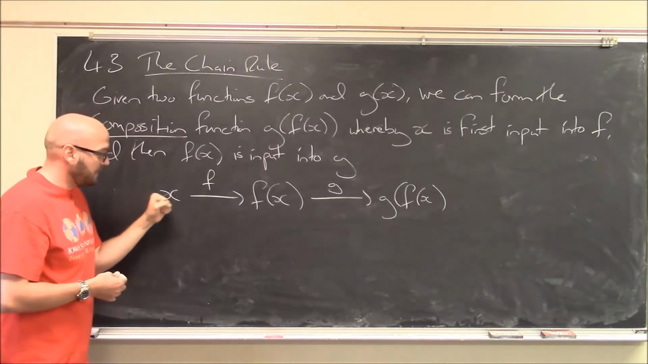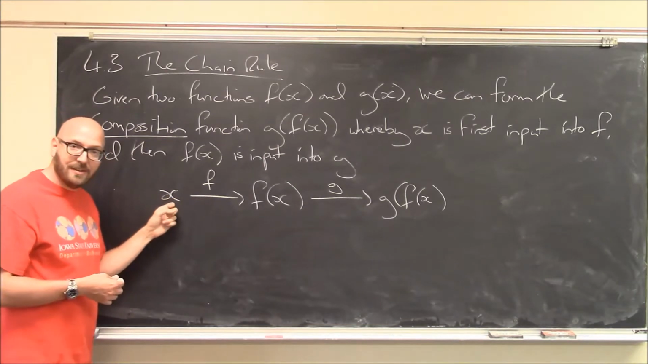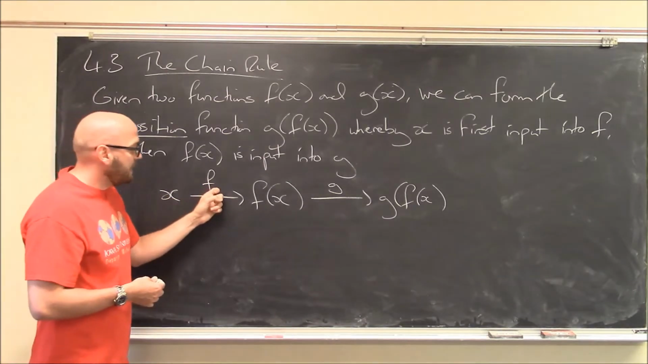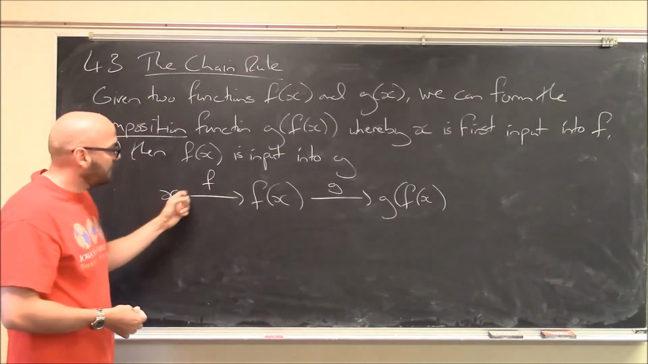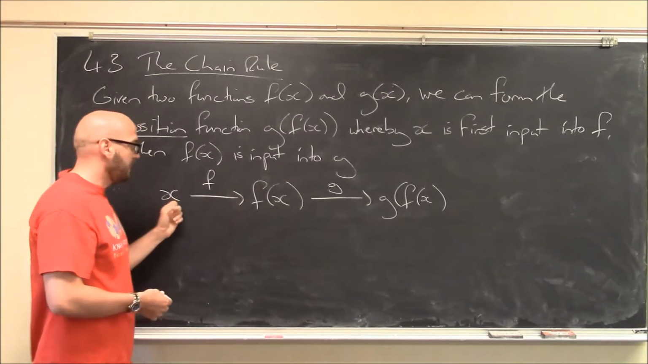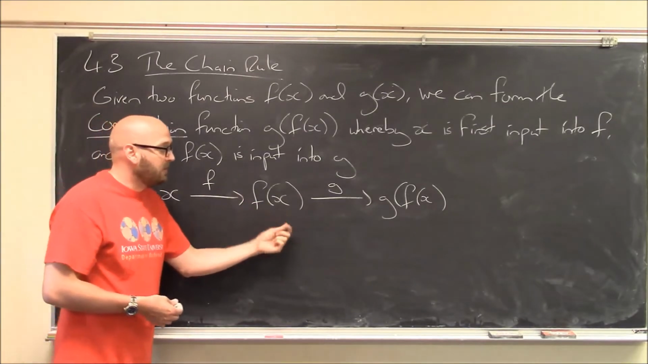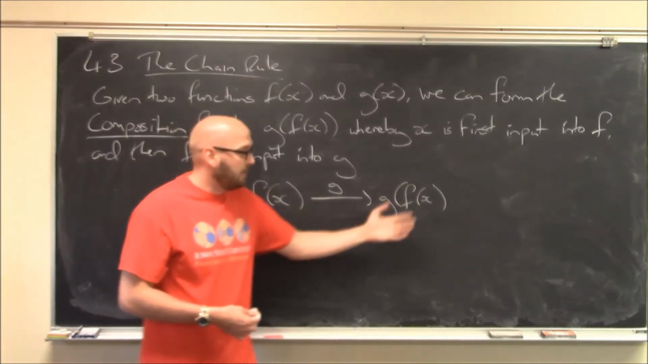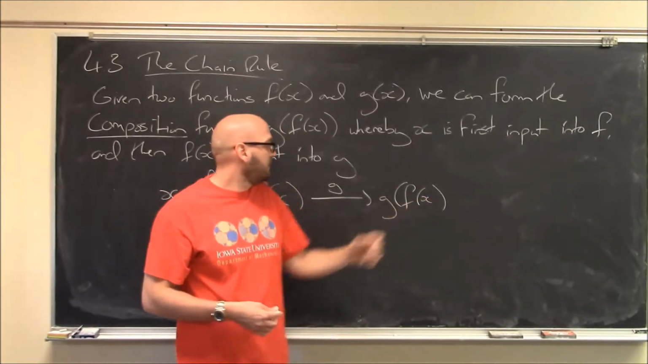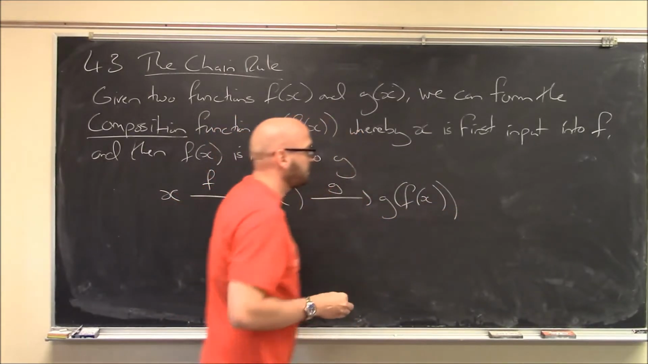So you start off with a number x, you plug that into your function f, and how do functions work? Well, you plug in a number, you get out a number, all right? So you plug in x, and you get out f of x. Then this number, whatever that number is, you plug that into g, and you get out a new number called g of f of x. I need another bracket here.